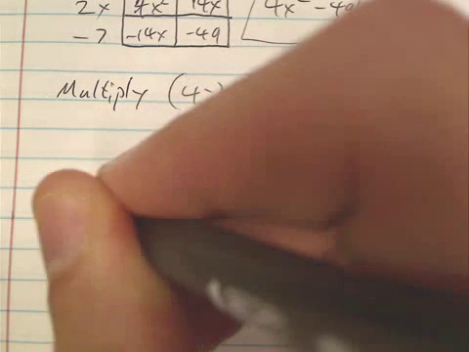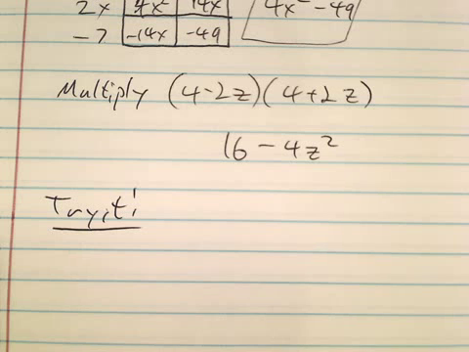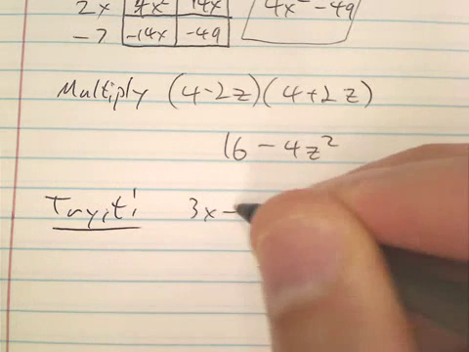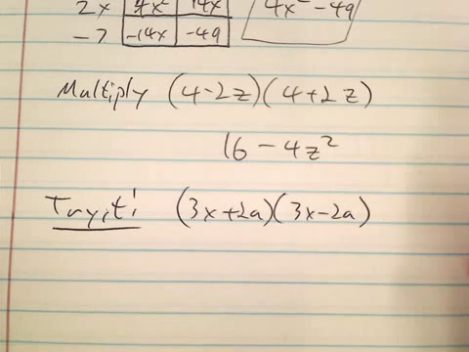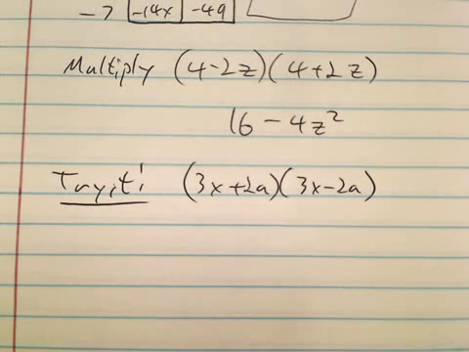Try one of these for me. Let's see here. I have written down 3x plus 2a and 3x minus 2a. Okay, go ahead and try that out.